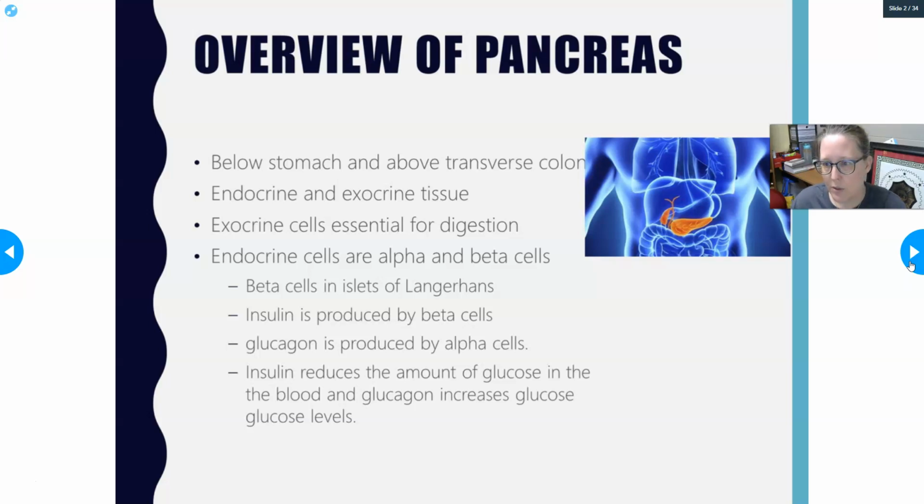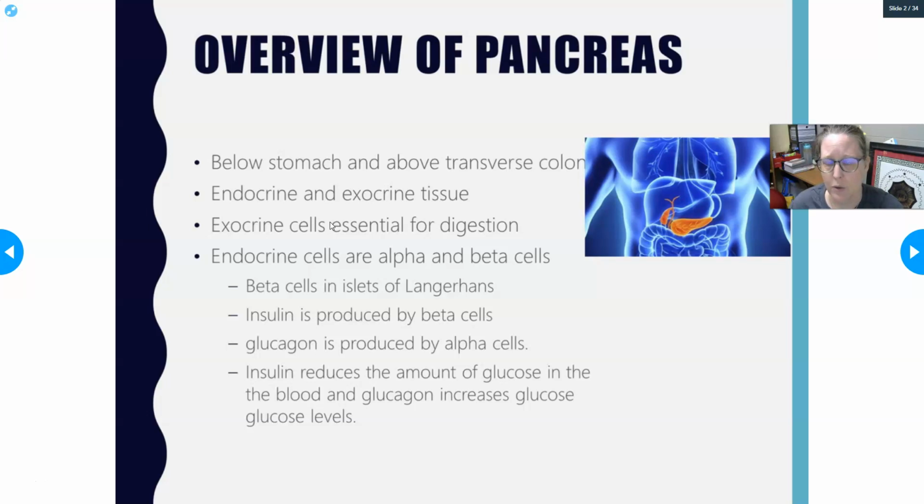Okay, so a quick overview of the pancreas. It is located below the stomach, above the transverse colon, right here. It is composed both of endocrine and exocrine tissue, although the bulk of the pancreas is going to be exocrine tissue. The exocrine cells, also known as the acinar cells, are essential for digestion because they're the ones who produce all the digestive enzymes and that really rich bicarb fluid that neutralizes the stomach acid.